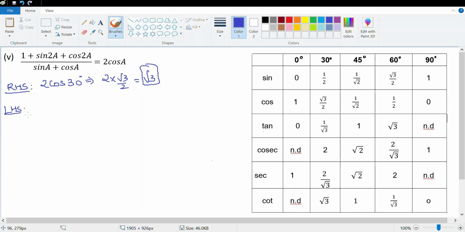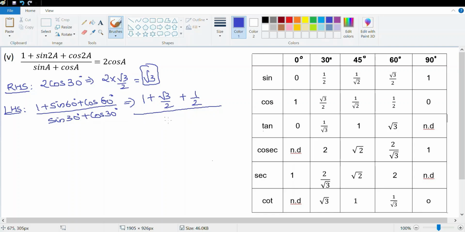Left hand side has 1 plus sine 60 degree plus cos 60 degree upon sine 30 degree plus cos 30 degree. 1 plus sine 60 degree. Sine 60 degree is root 3 upon 2 plus cos 60 degree is 1 upon 2. The whole thing divided by sine 30 degree, which is 1 by 2, plus cos 30 degree, which is root 3 upon 2. And let's take the LCM in the numerator. So this will be 2. So if the numerator LCM is 2, this is 2 plus root 3 plus 1.